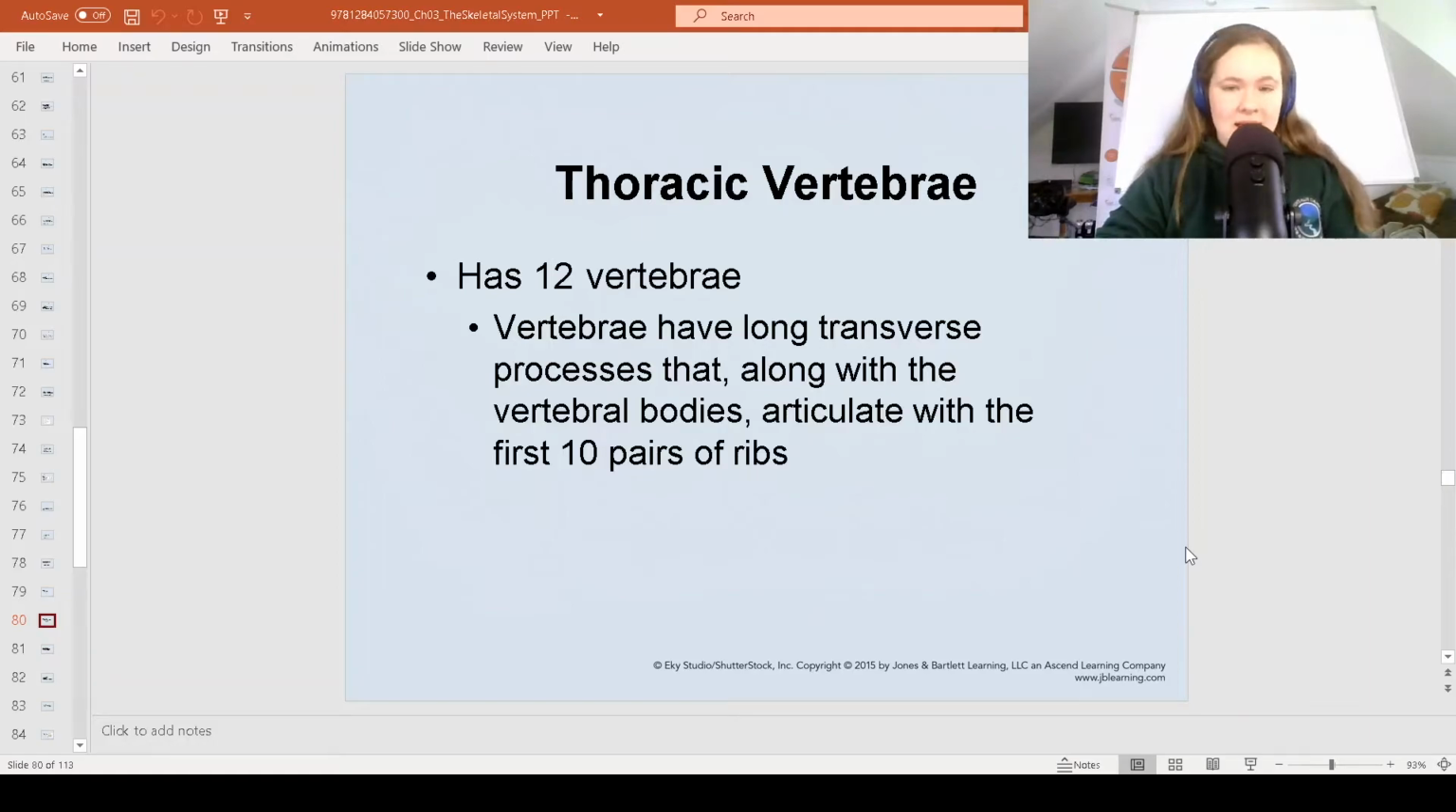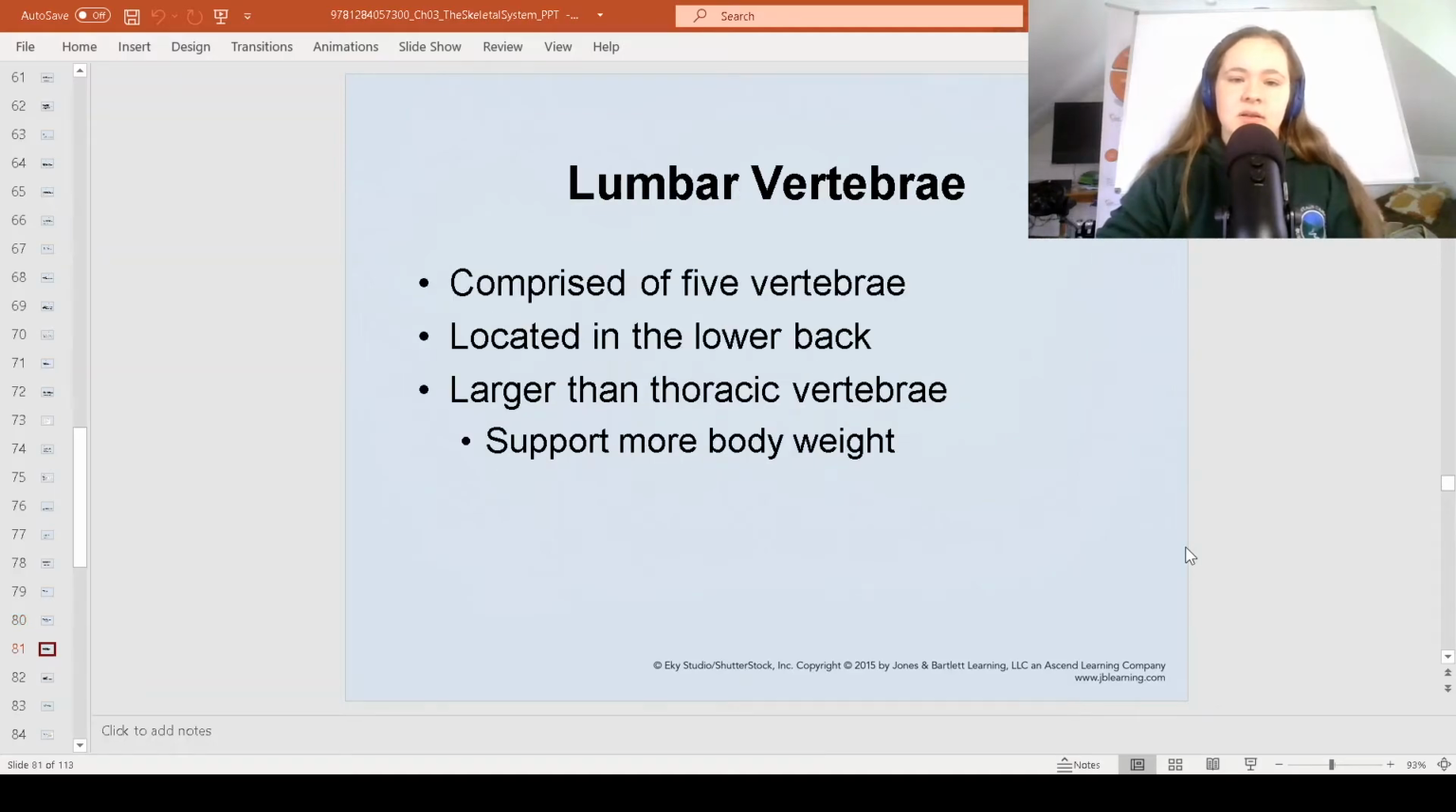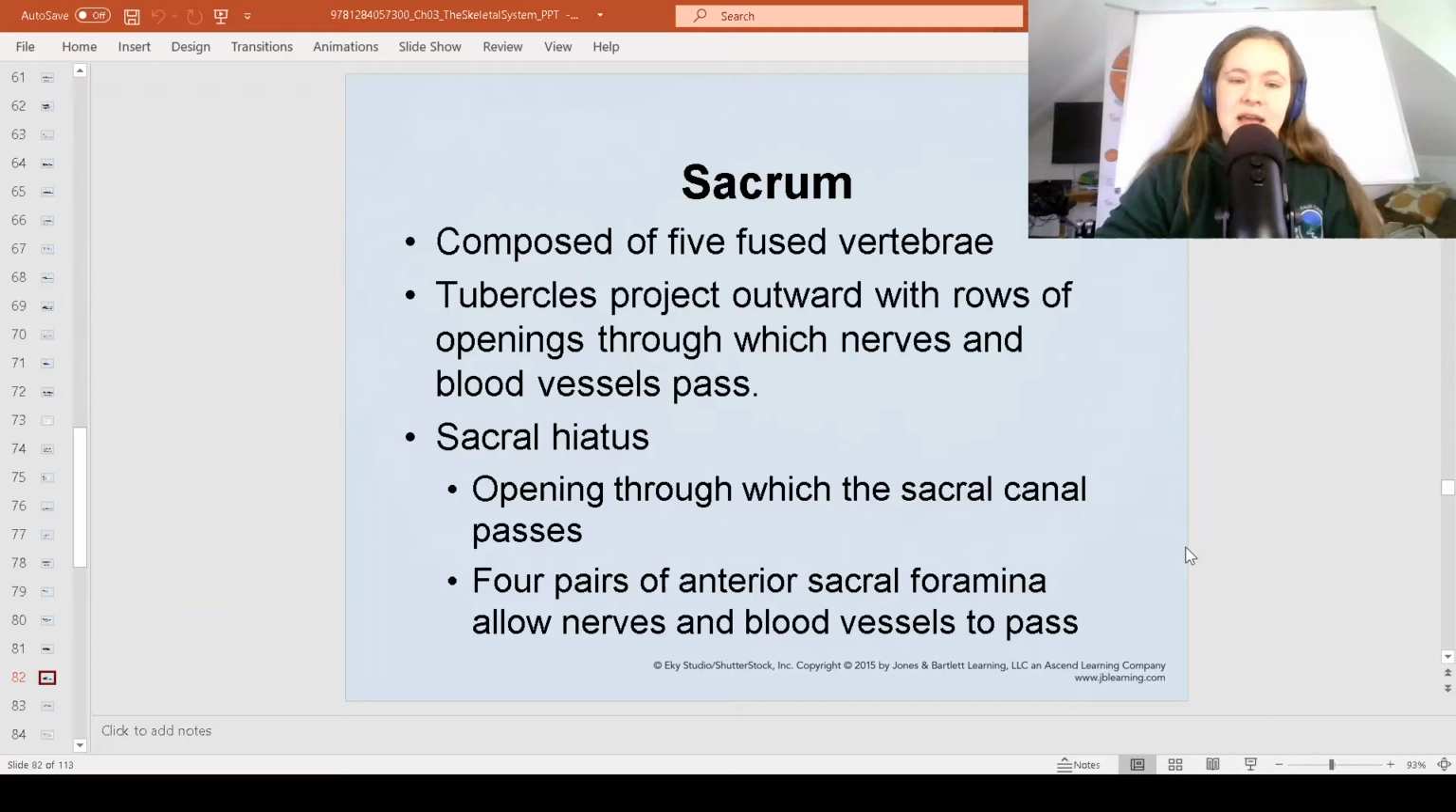The thoracic vertebrae has 12, which I mentioned before. The vertebrae have long transverse processes that, along with the vertebral bodies, articulate with the first 10 pairs of ribs. Lumbar vertebrae, comprised of 5 vertebrae, located at the lower back, larger than thoracic vertebrae, support more body weight. We've got the sacrum, composed of 5 fused vertebrae. Tubercles project outwards with rows of openings through which the nerves and blood vessels pass. Sacral hiatus, I guess, openings through which the sacral canal passes. 4 pairs of anterior sacral foramina allow nerves and blood vessels to pass.